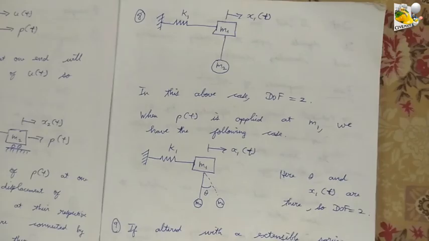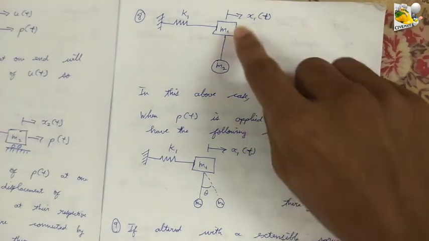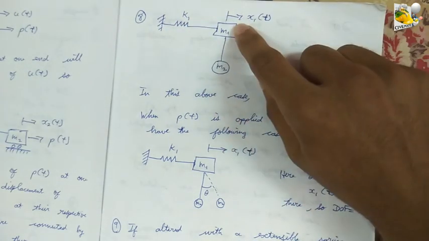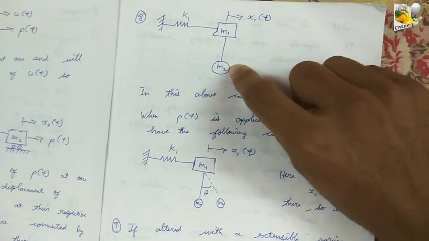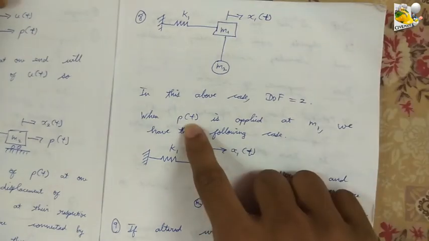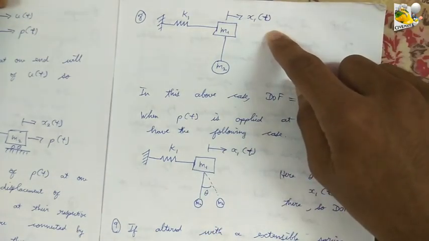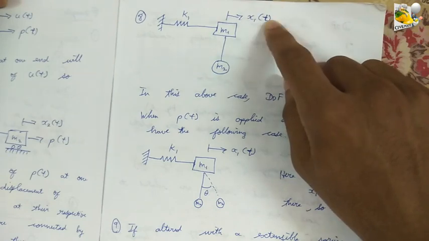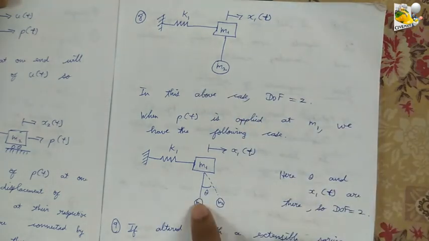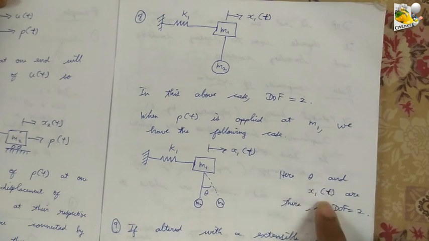Moving on to case 8, consider a system of force as shown in the figure in which the object of mass m1 has been connected by a spring to a rigid support and it has been connected by an inextensible spring to a bob of mass m2. When a force of magnitude say P of t has been applied at one end, it causes a displacement of x1 of t. Due to this displacement, the bob of mass m2 will try to oscillate back and forth, which causes an angle of inclination theta between them. So here theta and x1 of t are used for defining the degree of freedom, hence it is 2 in number.